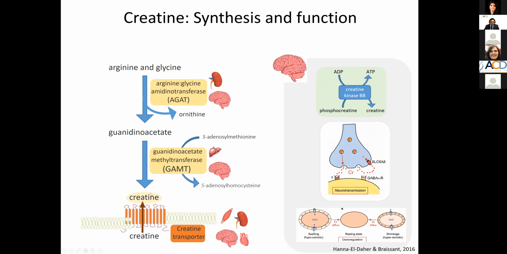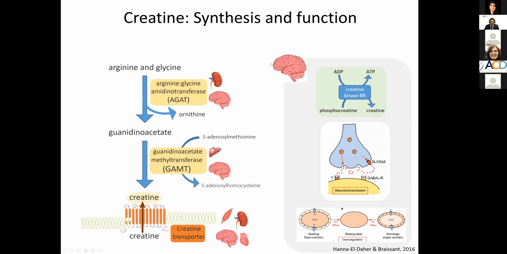Once synthesized, this creatine can then act on multiple tissues and target sites, such as the brain, skeletal muscles, kidney, and heart. And once the creatine has acted, the excess creatine can be reuptaken by the tissues. So all these three important factors are required: the two enzymes, AGAT and GAMT, which are involved in the synthesis, and the creatine transporter, which is involved in the uptake, are also present in the brain.